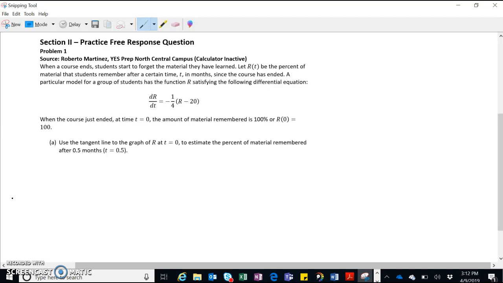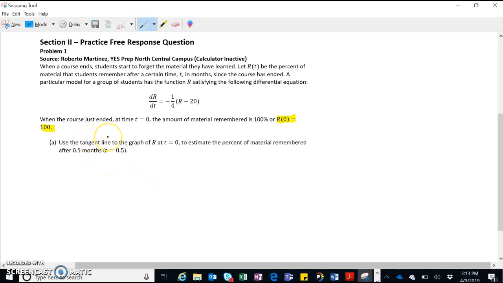Let's read the problem. When a course ends, students start to forget the material they've learned. That sounds familiar. Let R of t be the percent of material that students remember after a certain time in months since the course has ended. A particular model for a group of students has the function R satisfying the following differential equation. When the course just ended at time t equals 0, the amount of material remembered is 100%, or R of 0 equals 100. Use a tangent line to the graph of R at t equals 0 to estimate the percent of material remembered after 0.5 months.